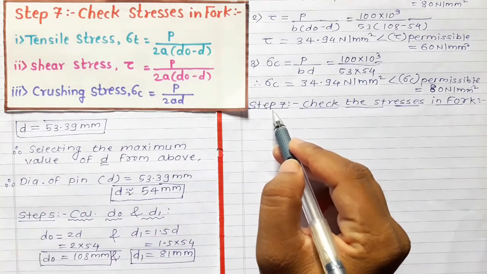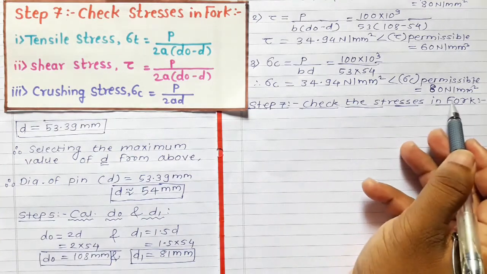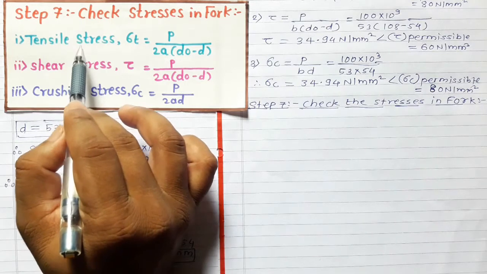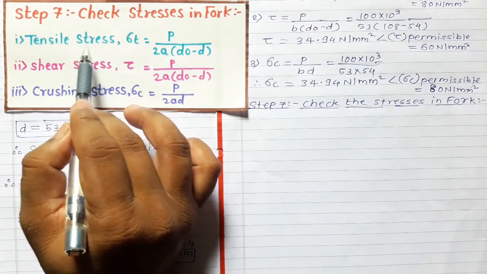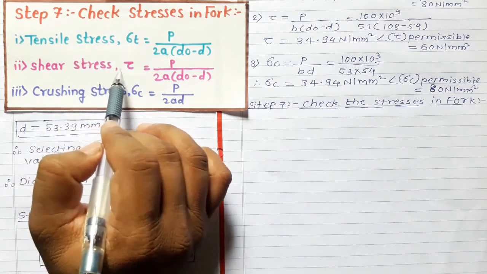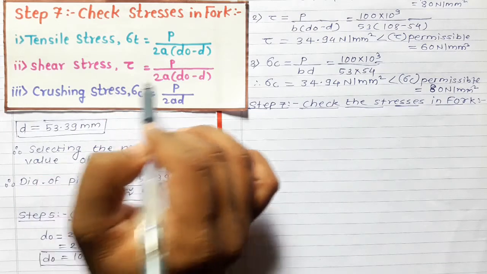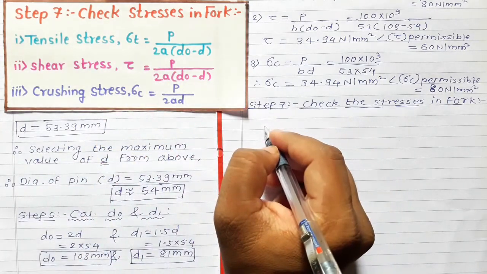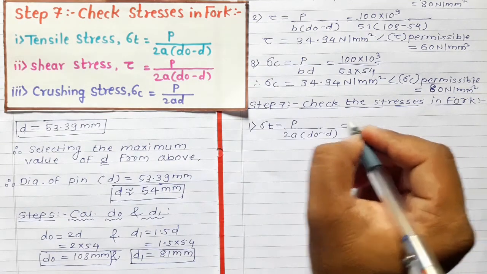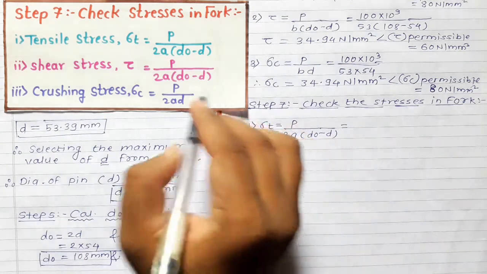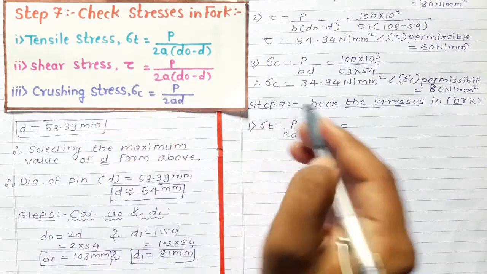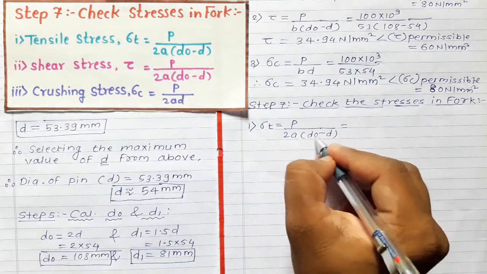Now the last step is step number 7, check the stresses in the fork. If you refer to the design procedure of the knuckle joint, you can find these three equations, that is, first for tensile stress, second is for shear stress, and third is for crushing stress. So we have to check these stresses one by one. So let us first write the tensile stress induced in the fork. This is the equation of tensile stress that we have written from step number 7 of the design procedure of the knuckle joint. And now let us put the values of P, A, d0 and d.